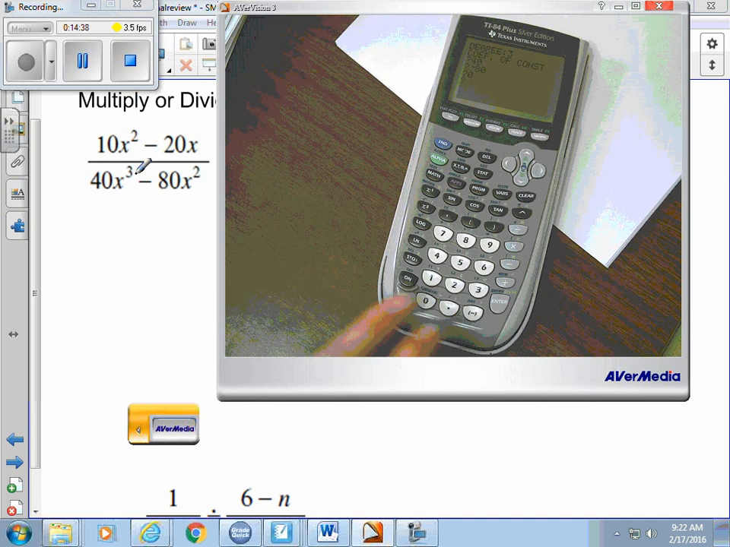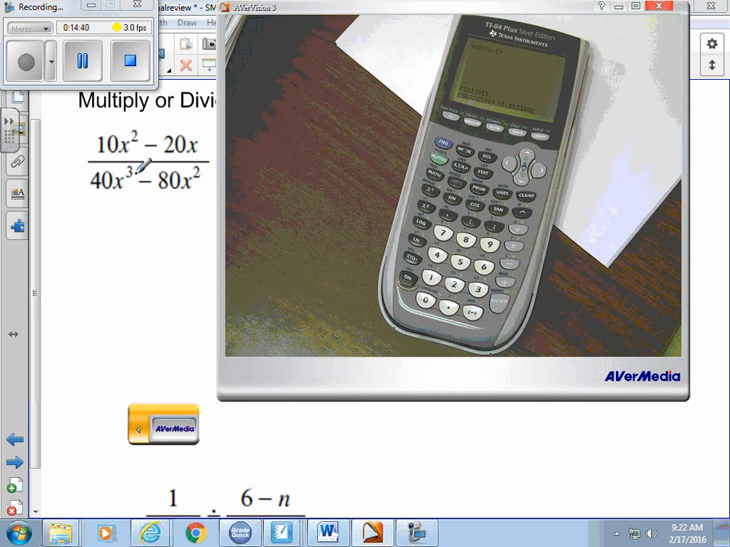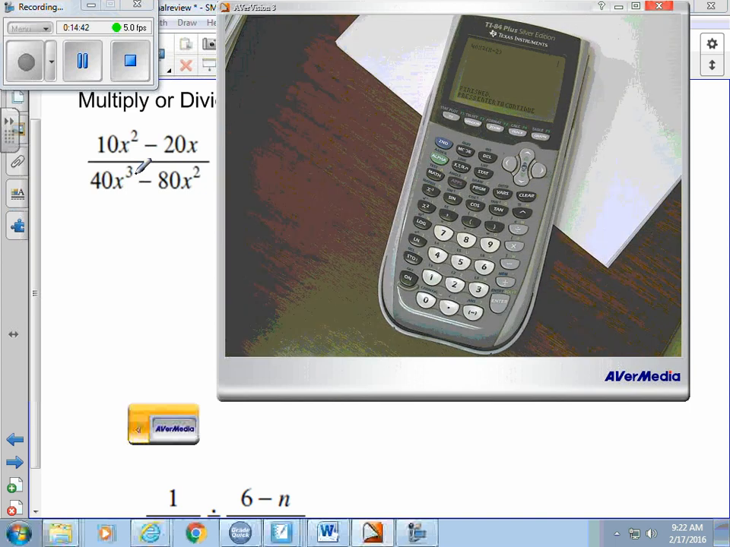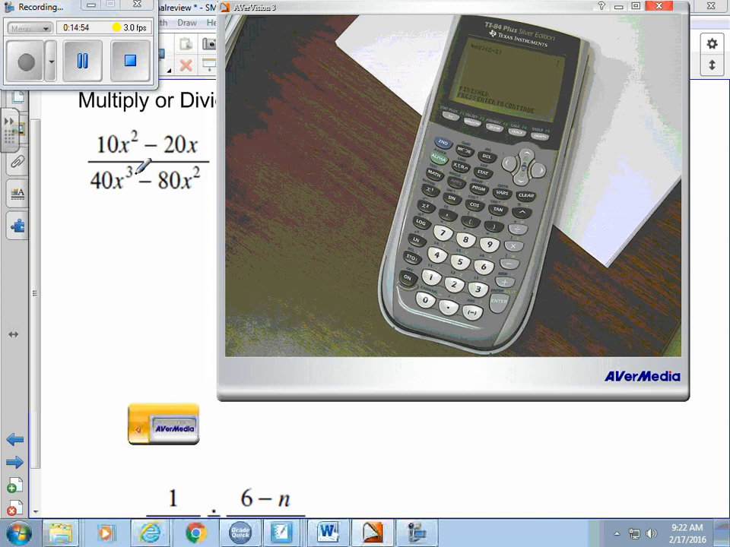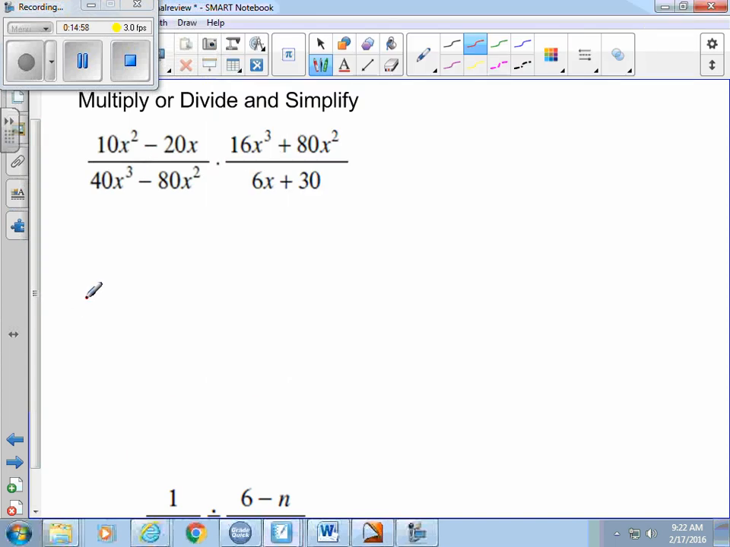There's not one. And it factored it for me, 40x squared times x minus 2. Everyone see how that works? Now, I would argue this particular problem took me way longer to pull my calculator up, but if you came to one that was more challenging than a GCF, then you might want to pull your calculator up.